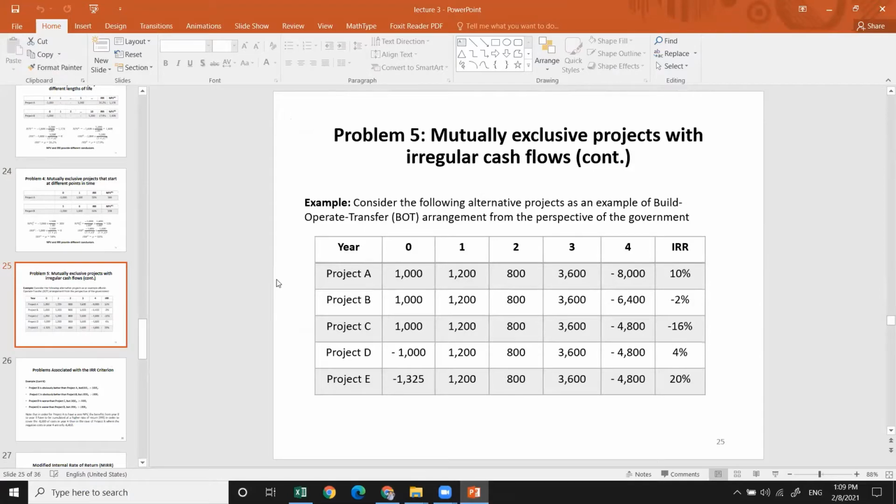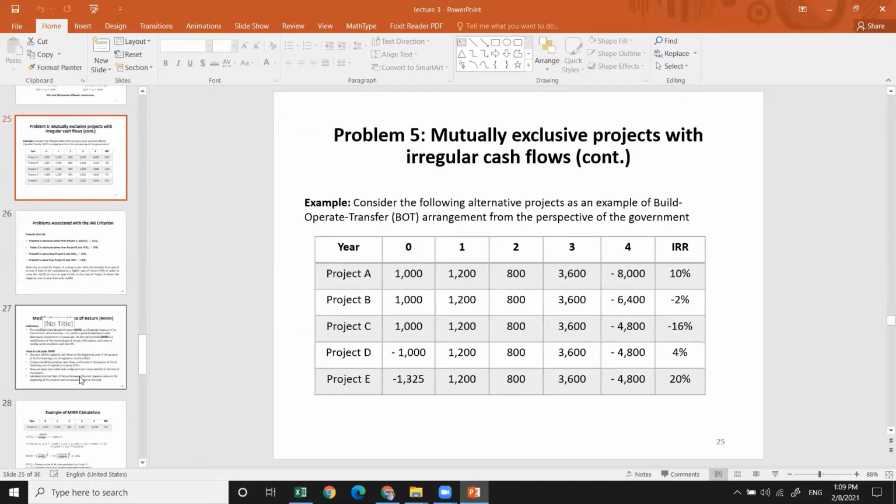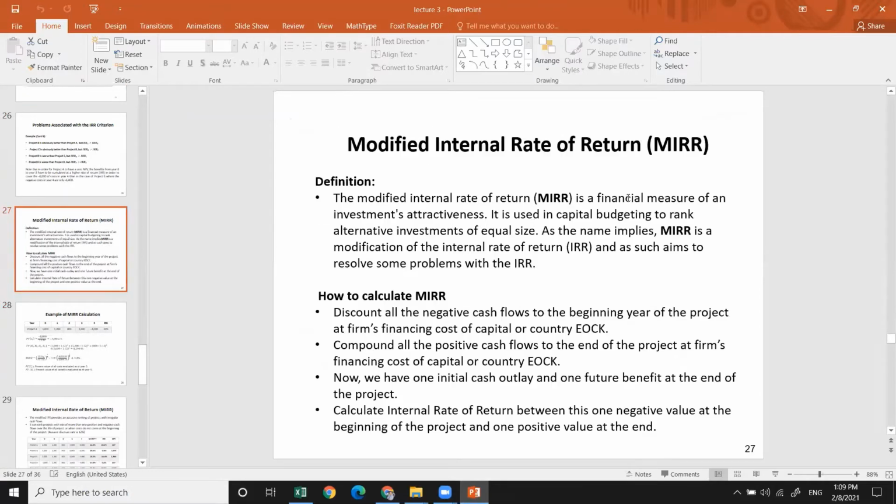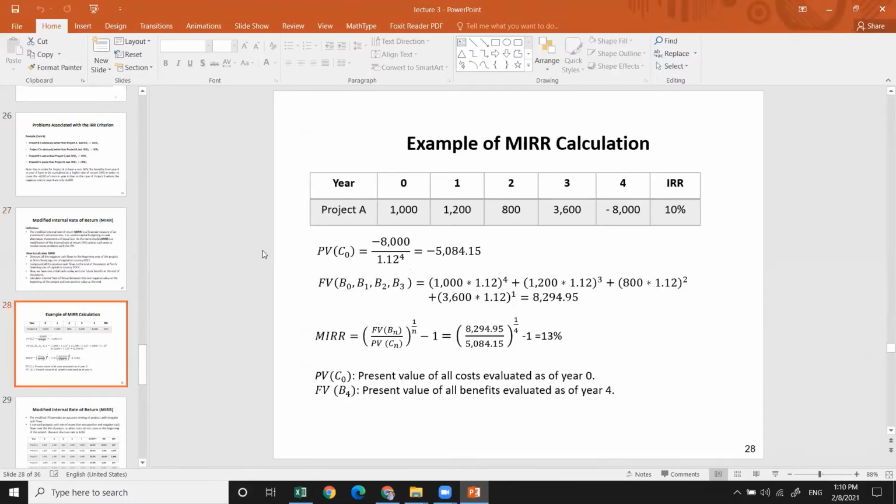Okay, I think the last thing that we were discussing was the modified IRR, MIRR. It's here, and I just quickly showed you how to calculate the MIRR. So MIRR was introduced to solve some of the issues related to IRR. It just solves some, but not all. So that was the reason to introduce the MIRR. An example is given here.